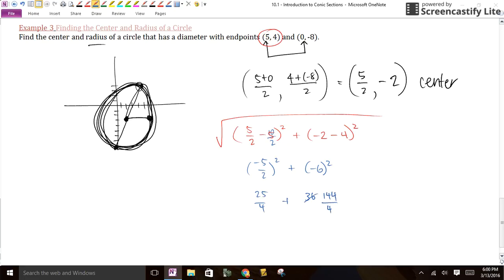All right, add that together, you get 169 fourths, and that's finally going to be square rooted, and the square root was already there. That's why there's no plus or minus. Square root at the top is 13, square root at the bottom is 2. There is your radius. Perfect. Some people call that 6.5. I call it 13 over 2.